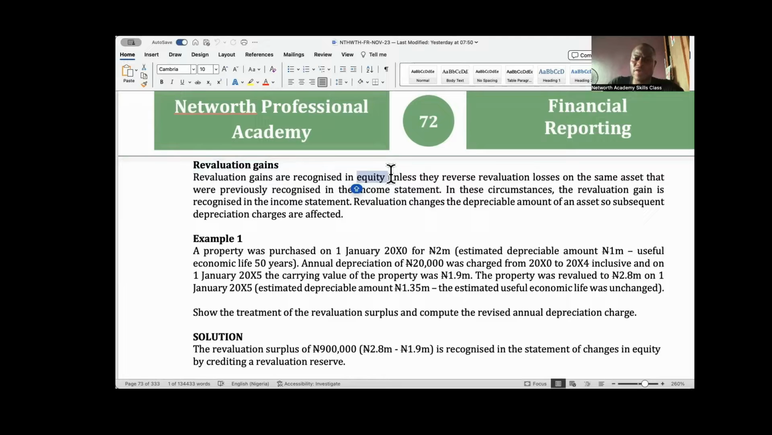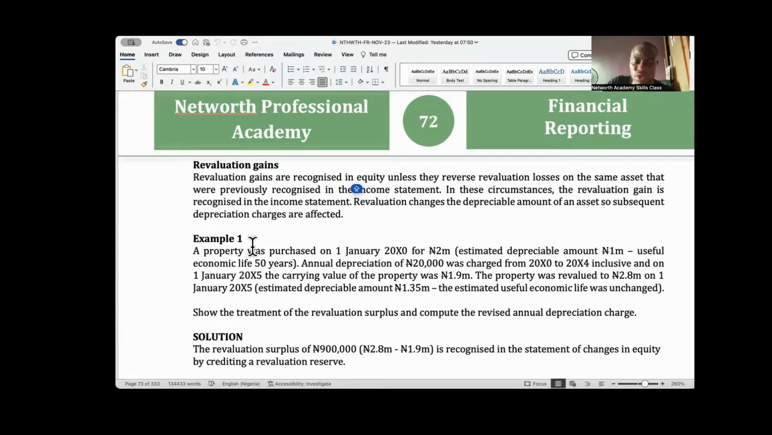However, if there was an earlier revaluation loss, then in that case, the revaluation gain you get would have to go and net off that loss first. It will have to net off that loss, because that means that revaluation gain will have to go to P&L. If there is any excess, that excess will now go to OCI. This is what I'm saying.